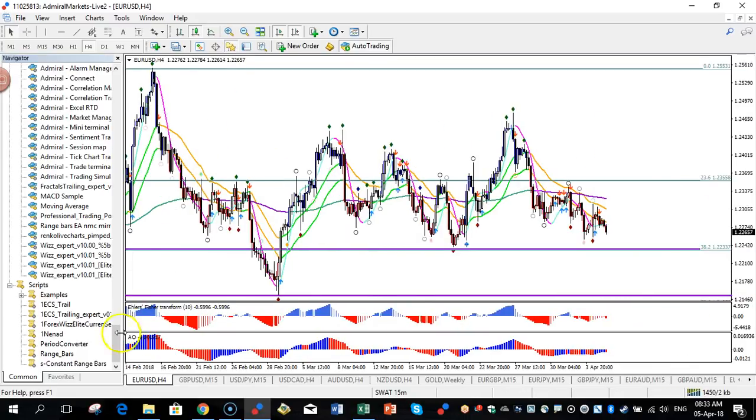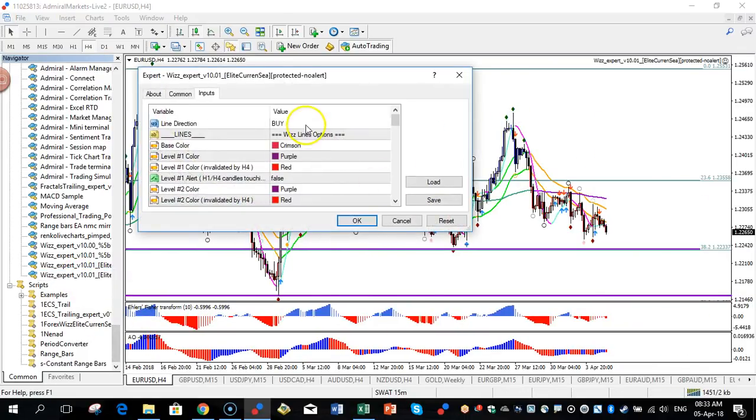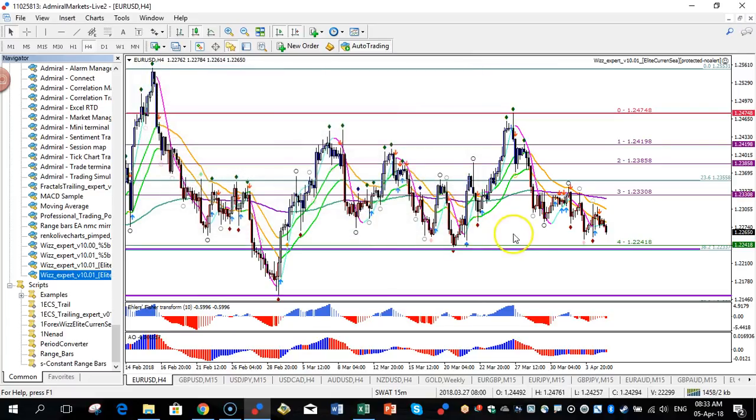Now, I'll just add the Wiz tool like this to this top and see where we are in terms of the Wiz Fibonacci sequence levels. There we go.